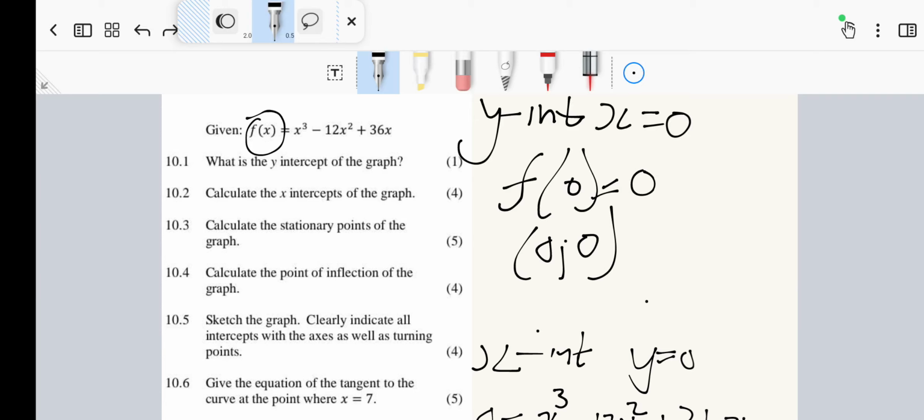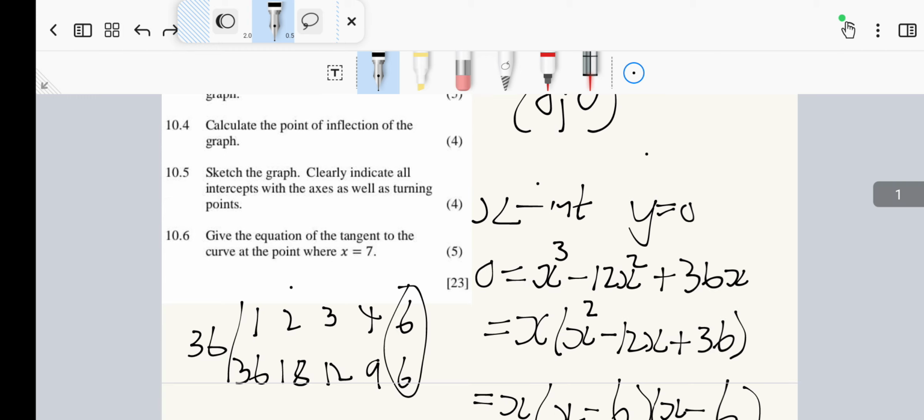Okay, so we've done 10.1, 10.2. Let's get our stationary points. So we should know stationary points are your turning points. So you want to find turning points. You should also know turning points is where your derivative is equal to 0, where your gradient is 0.